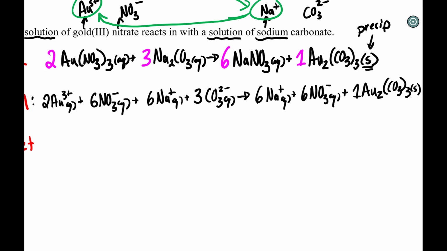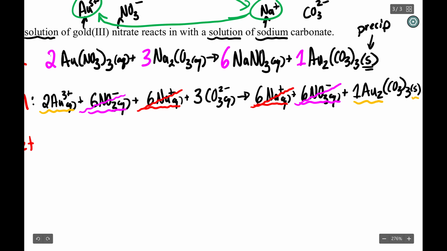In order to make my net reaction, I have to get rid of the spectators. So let's start by looking here. I've got 2 gold aqueous ions. Now they're part of a solid. I can't get rid of that. I have 6 nitrate ions aqueous, 6 nitrate ions aqueous. That's a spectator. I'm going to get rid of that because it's not changing state. I have 6 sodium ions aqueous, 6 sodium ions aqueous. So that's going to go away. And then I have 3 carbonate ions, which then become 3 carbonate ions in a solid. So that doesn't go away.